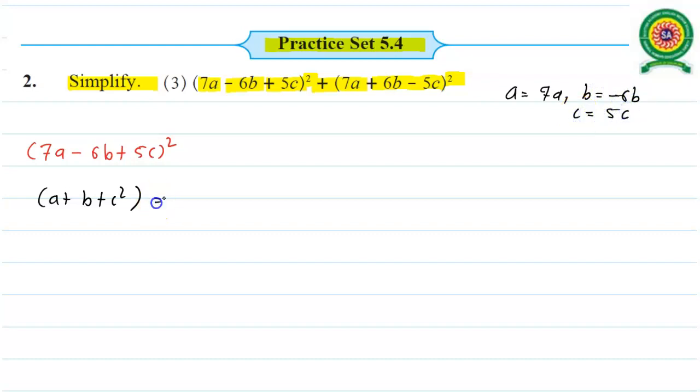So the expansion of (a + b + c) the whole square is of the form a square plus b square plus c square plus 2 times ab plus 2 times bc plus 2 times ac.